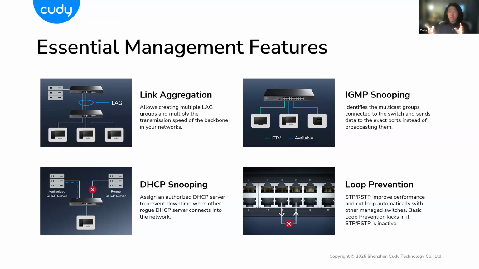So nearly half the devices were not able to connect to the correct IP. So that will cause chaos. So with DHCP snooping, you can assign an authorized DHCP server to prevent any cases like the rogue router or DHCP server connecting within the offices. So that's two essential features that are worth mentioning here.